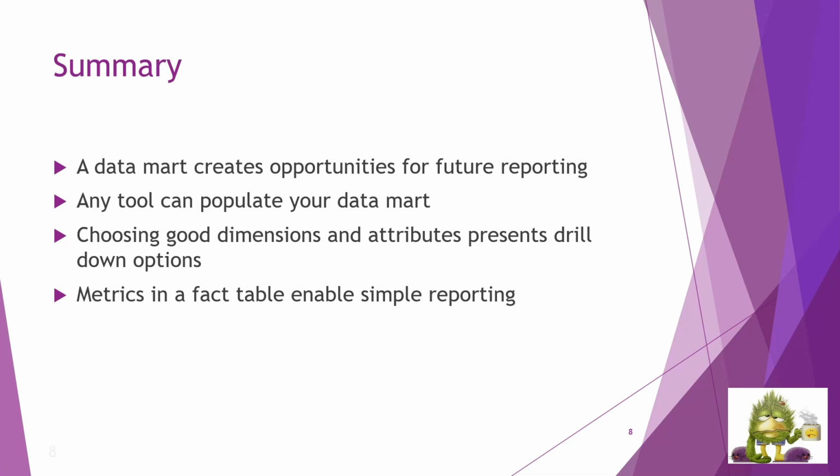The point is to choose good dimensions and to extend those dimensions over time. Build your fact table for ease of reporting. Indicators are much easier than yes or no flags. So pick those good metrics. Pick as many metrics as you need. Pre-calculate things if they need to be pre-calculated so that your reporting tool doesn't have to calculate them for you. You can do things like roll up facts and other types of fact tables to help with your reporting as well.